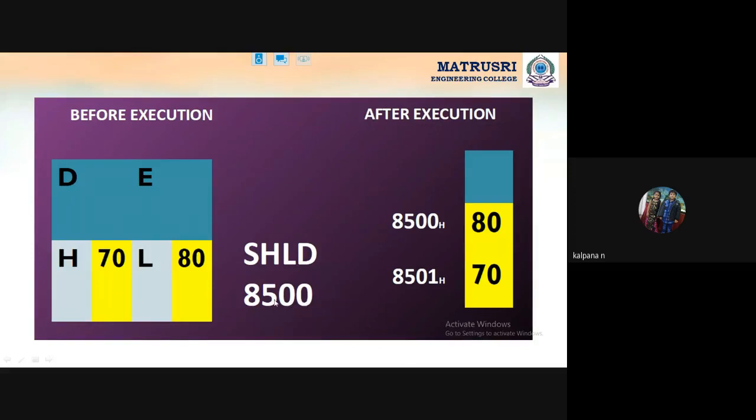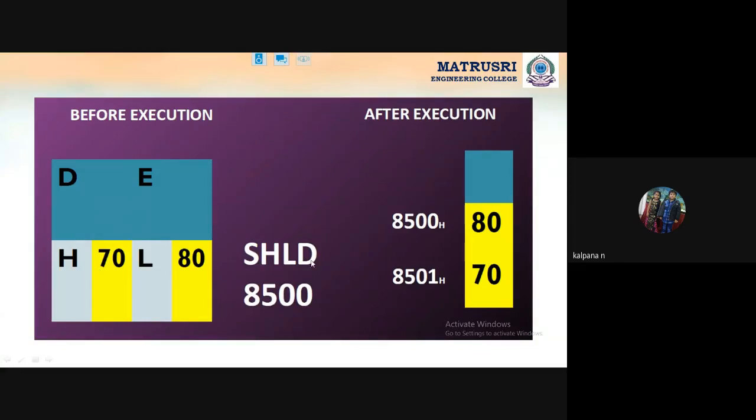8500, which is one of the address locations. Now here, exactly what numbers do we need to move? Two numbers are present, 70 and 80. Why 80? Because always the first memory location will consist of the lower byte only. So always the lower address will consist of the lower byte, right? That's why 80 is moved here and 70 is moved here.